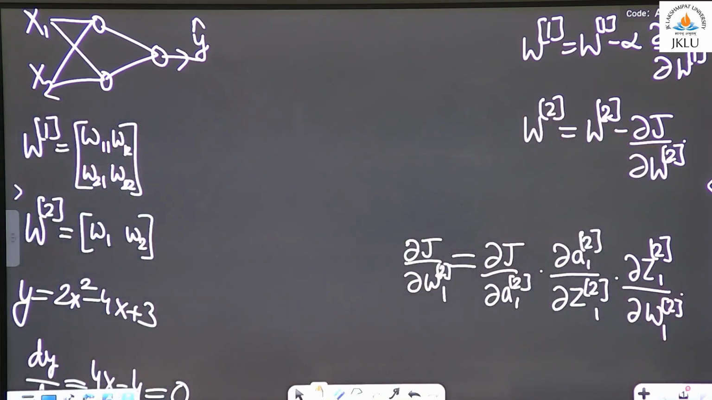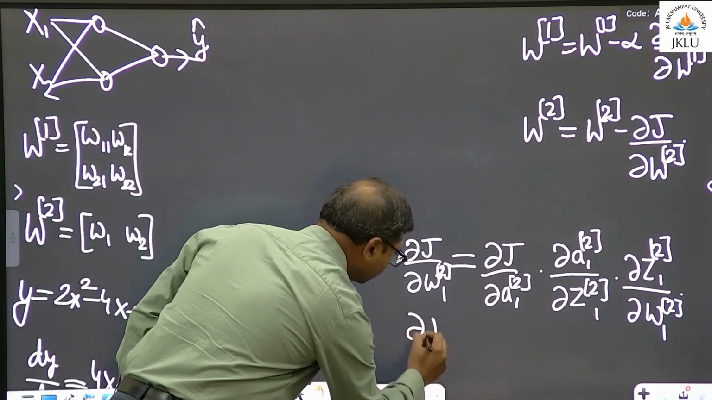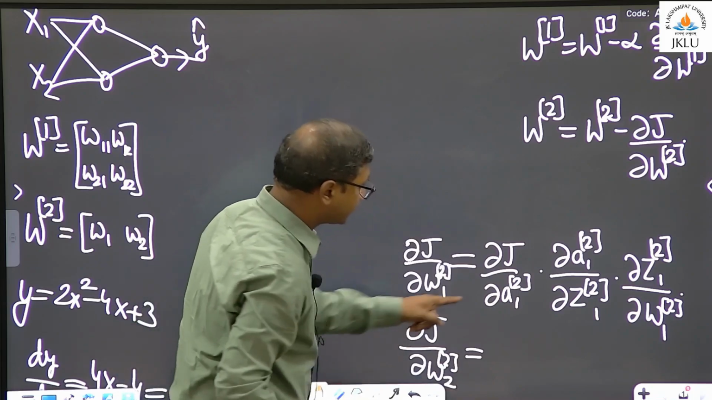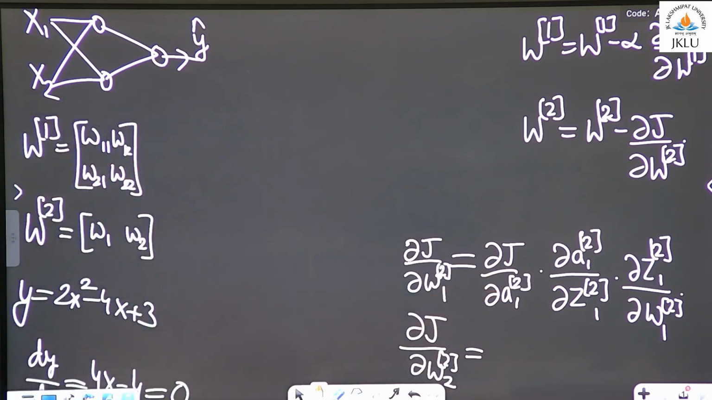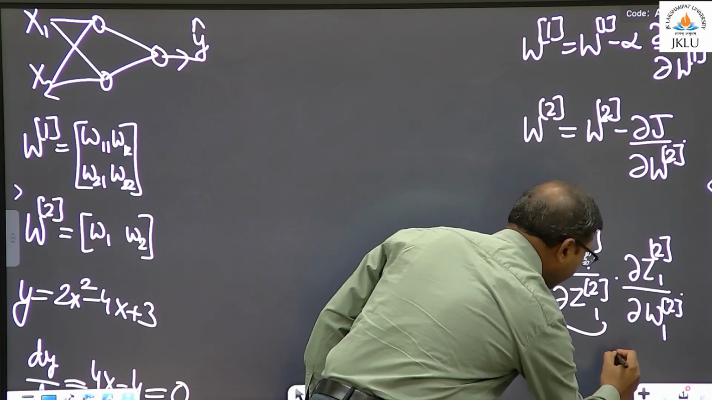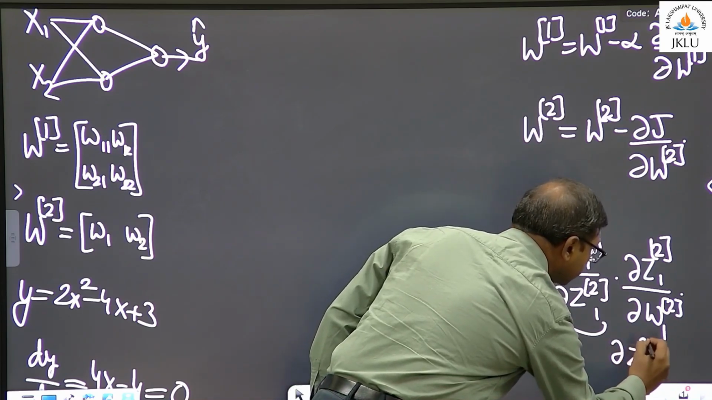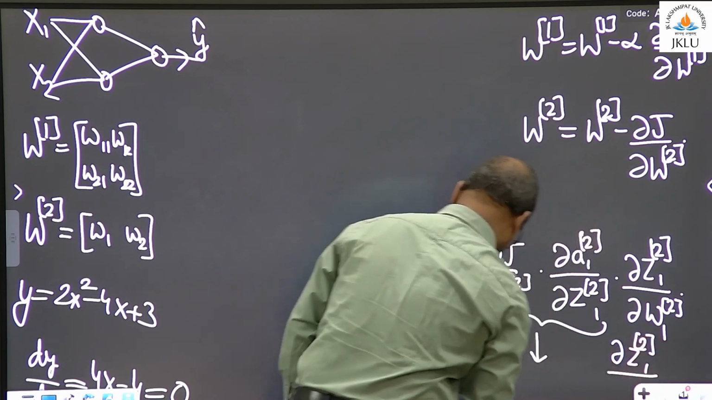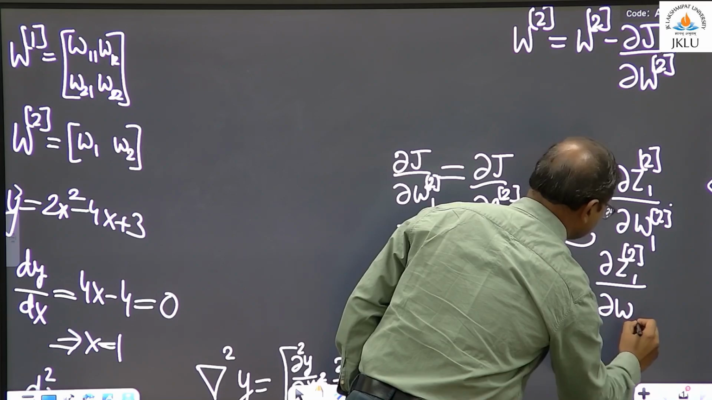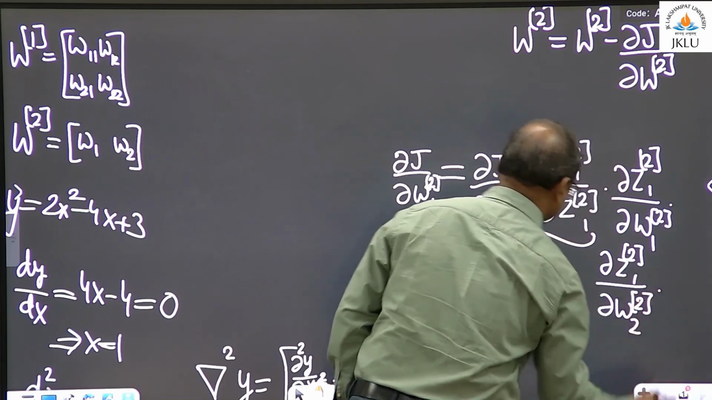Is this fine? What will be del J by del W2 for this? What will this thing be? Which part will be common? First two, this comes here, and what I have here is del. Is this fine?